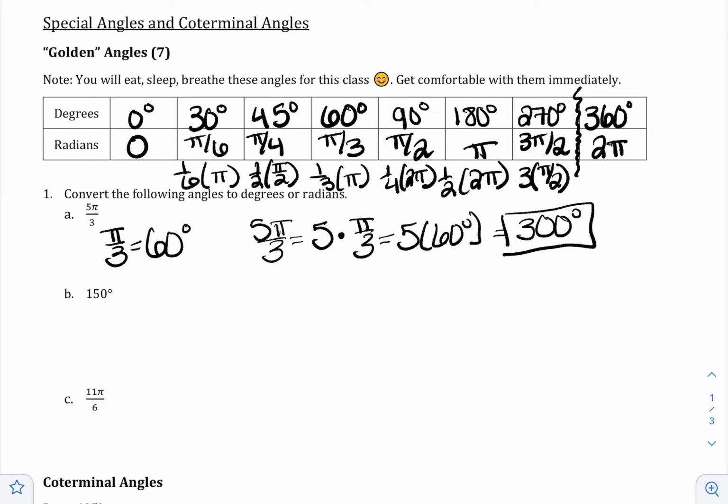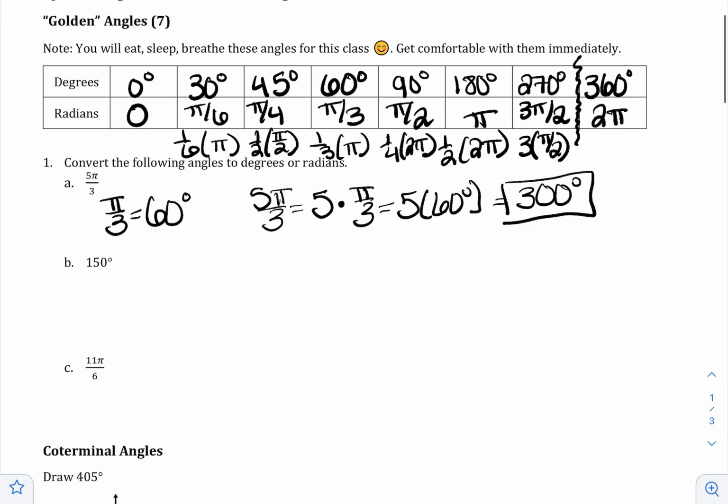So it's actually, I think, faster than using the conversion formulas. I can do it the other way, 150. So 150 degrees, I can use one of the golden angles. So which one of them goes into 150? And 30 degrees goes into 150. So 150 degrees is 5 times 30 degrees. But 30 degrees is pi over 6. So this is 5 times pi over 6. So this is 5 pi over 6.